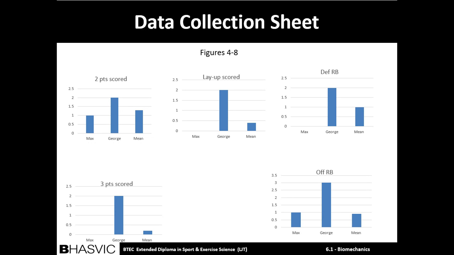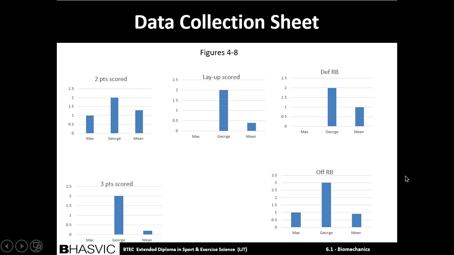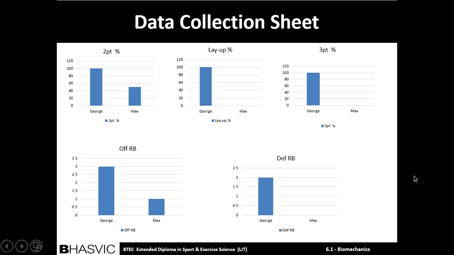As you can see, against the group means in figures 4, 5, 6, 7 and 8, George is above average. In relation to the position of a small forward, George is a perfect model, as he has all the right qualities a small forward needs. These are the percentages that Max and George have in each skill. So this is the percentage of how many successful shots or rebounds they got out of how many attempts they had.